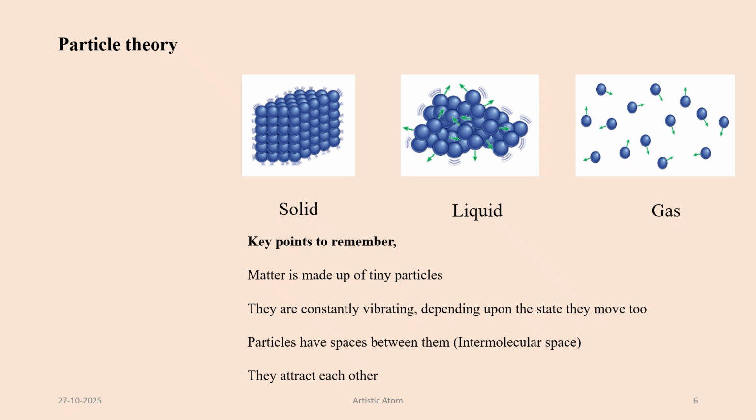The third point that we should remember is that these particles have a space between them. That space is called intermolecular space. So you should use the term intermolecular space every time you are trying to explain the space between these particles. Now the last point that we should know is that even if these particles are far apart in case of gases, and a little bit of space, less than that of gases, in case of liquids, even in case of solids, these particles always attract each other. So these are the important points that we should remember whenever we are trying to apply particle theory to any solid, liquid or gas substance.